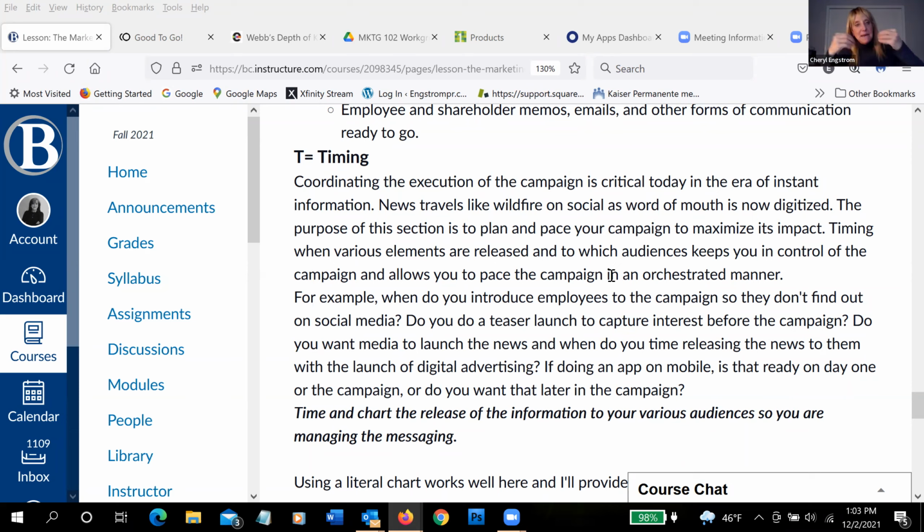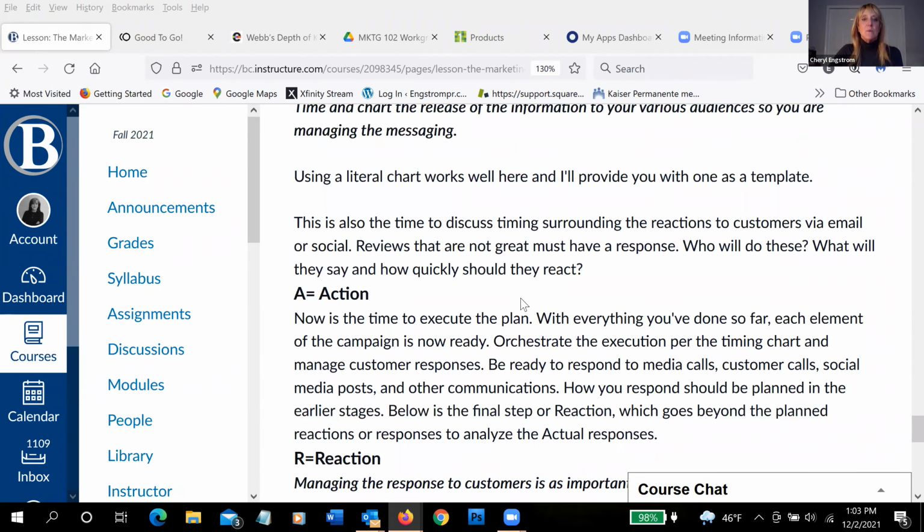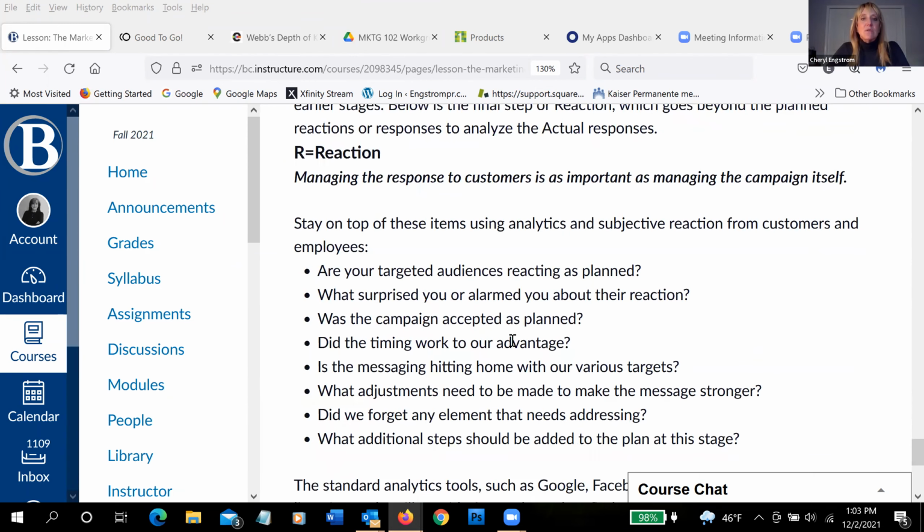So this is why timing is important, but we haven't gone into it enough, so I'm not going to get you there. So action for Pater just means you actually execute the program. And again, this is where you would have the real program where you'd be laying out who does what, when, and where. But I'm not going to ask you to do that either. I will ask you to look at reaction. This is where ROI comes in.